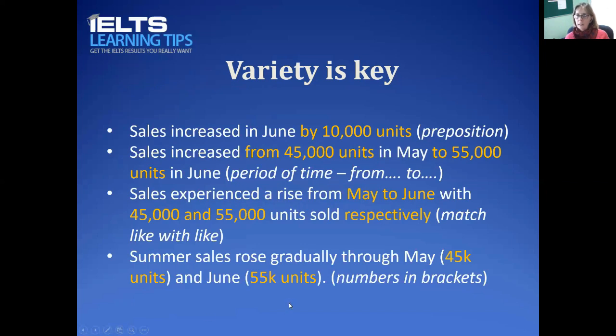And finally, here is another way, by just putting the numbers in brackets as an illustration. So what's important here is that we're talking about the rise in sales in the summer. So summer sales rose, so we've got rise now instead of increased. Gradually, we've added an adverb to make it a little bit more illustrative. So we know that it's a gradual rise, not a fast rise, through May and June.